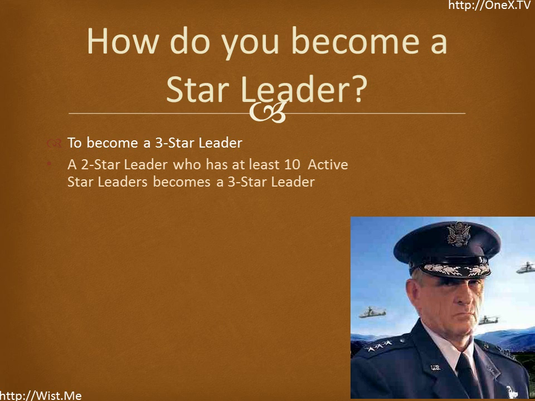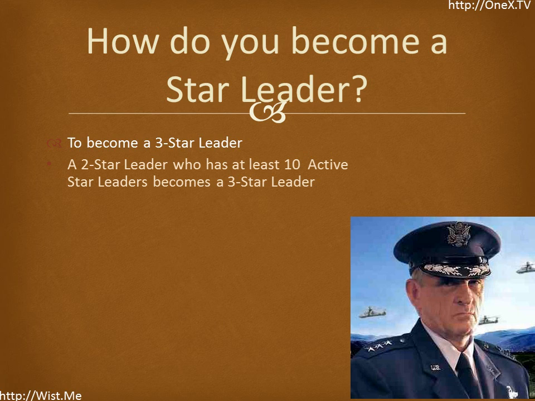So you go from 3 by 9 to 4 by 9, and it becomes your fifth leg. As a 2-star leader, you get a second coded leg, so now you have 5 legs. That's 5 by 9.